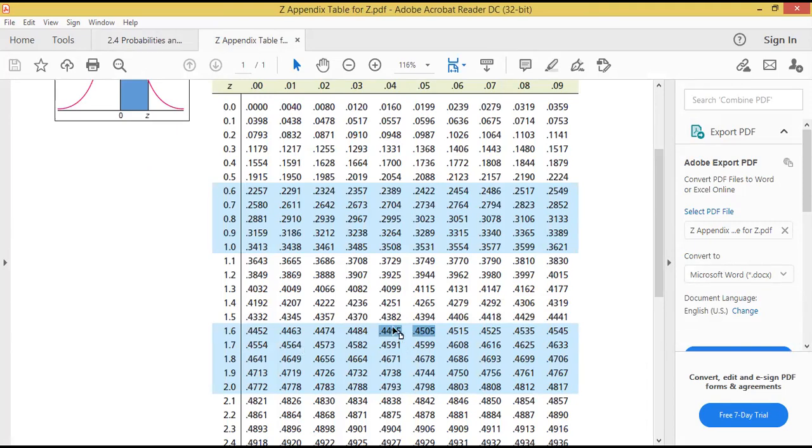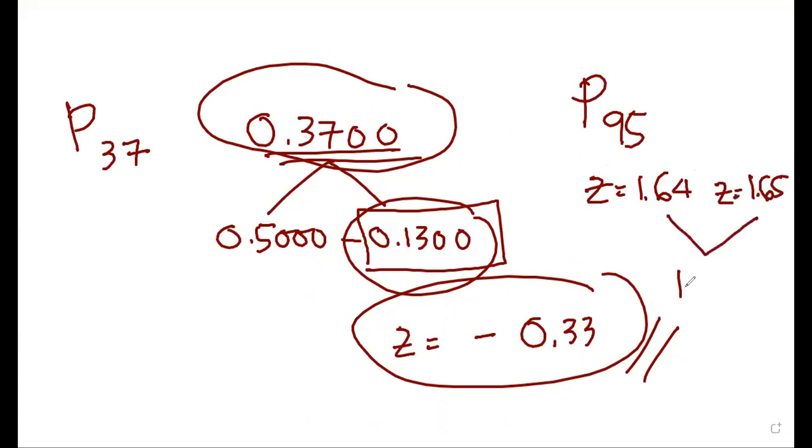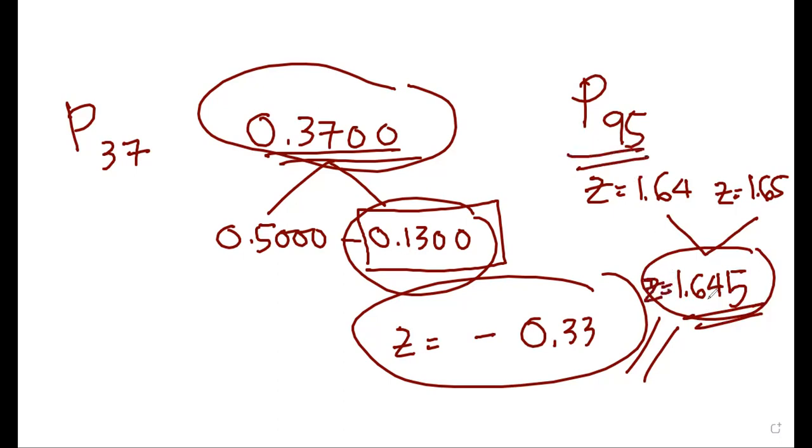The first one has a z-score of 1.64, while the other one has a z-score of 1.65. Now, what is between the z-scores of 1.64 and 1.65? One way is to do averaging, but another is to do it logically. Let's have 1.645. So the z-score for P95 is 1.645.